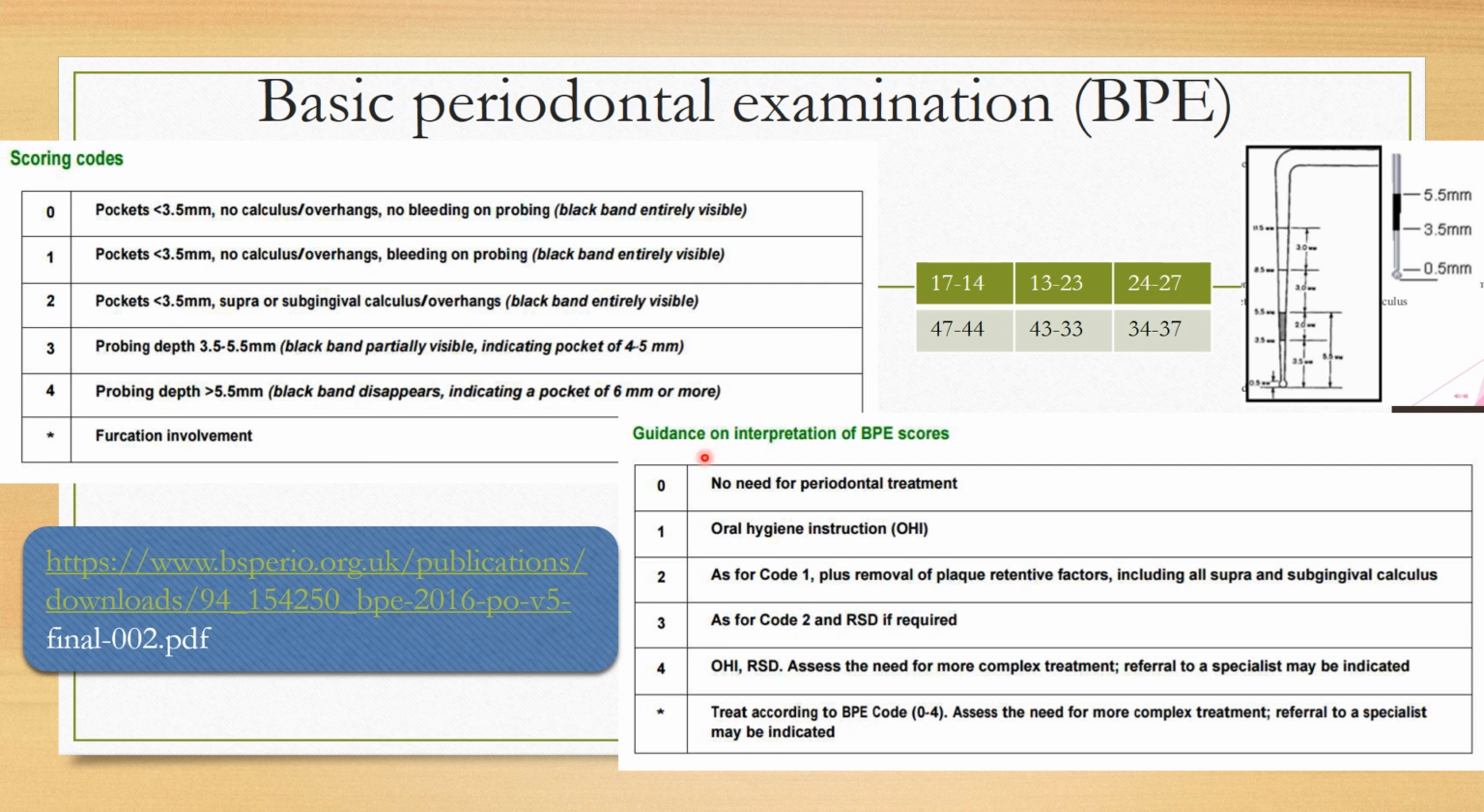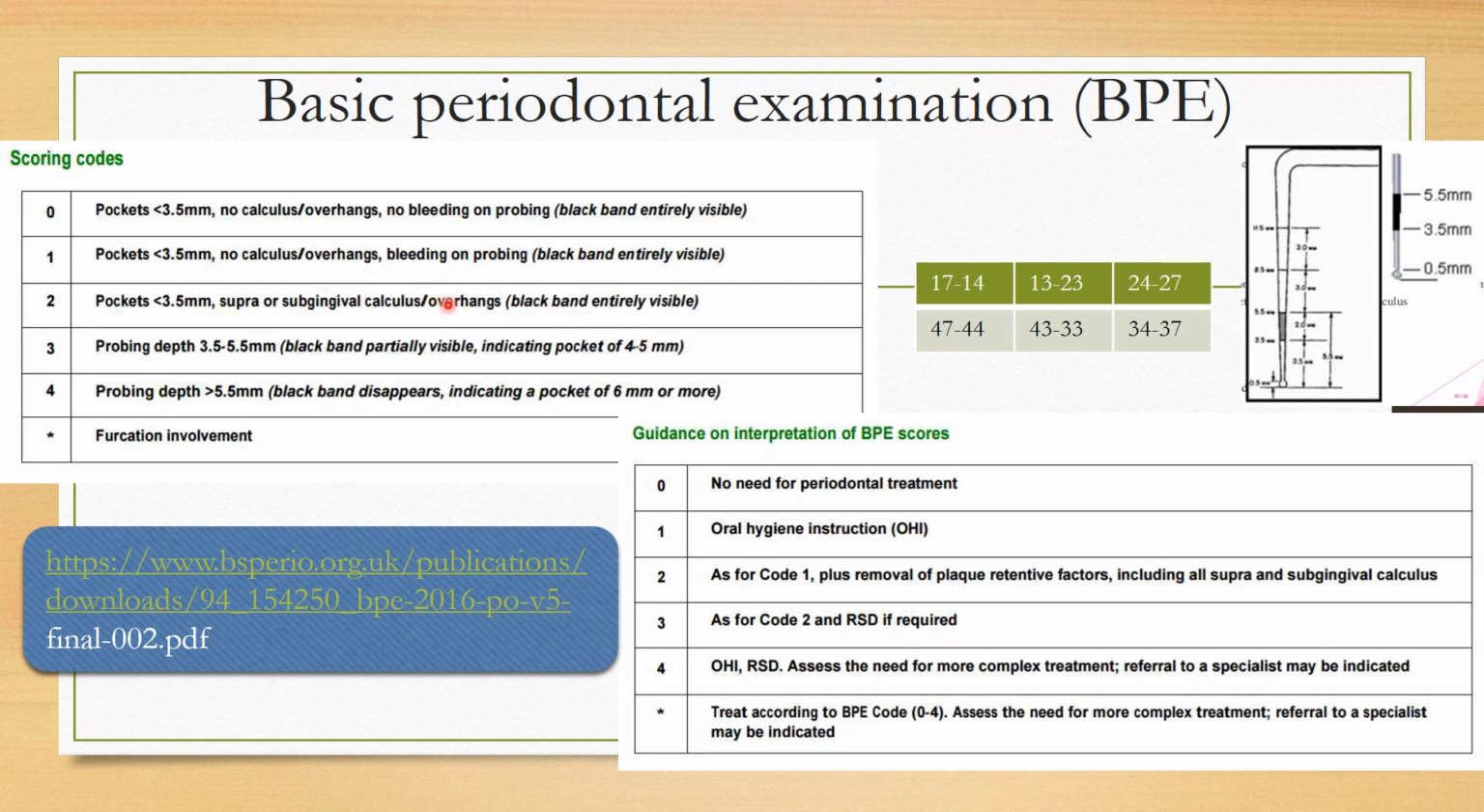So the guidance on interpreting the BPE score. Zero means everything is normal, so that is an excellent prognosis, with no need for periodontal treatment. If there is bleeding on probing, that means there is gingivitis, so oral hygiene instructions can be given and scaling can be done.